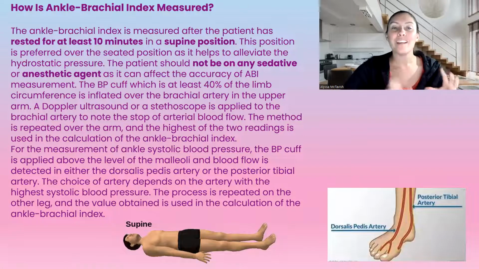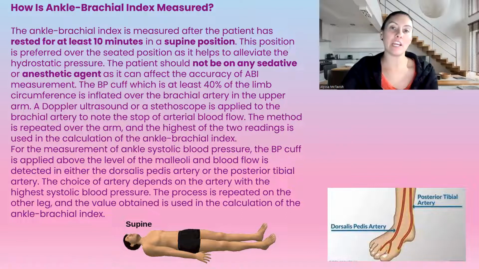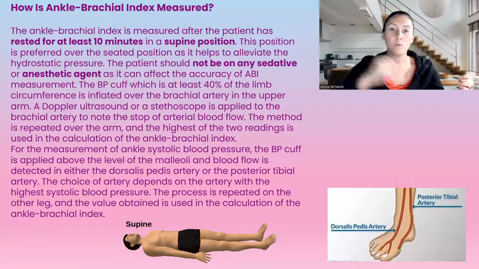So how is an ankle-brachial index measured? First, we have the patient lie in a supine position for 10 minutes, just so they can rest. It equalizes their blood pressure so we get proper readings. This is super important. We cannot miss this step or we will have improper readings.